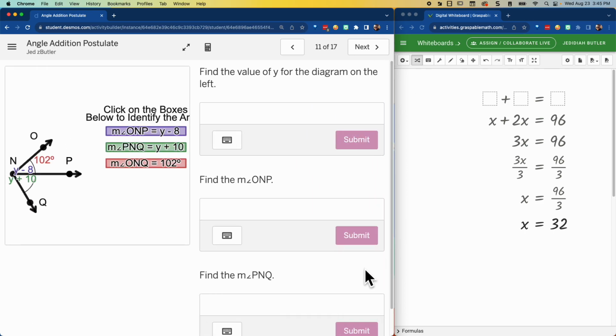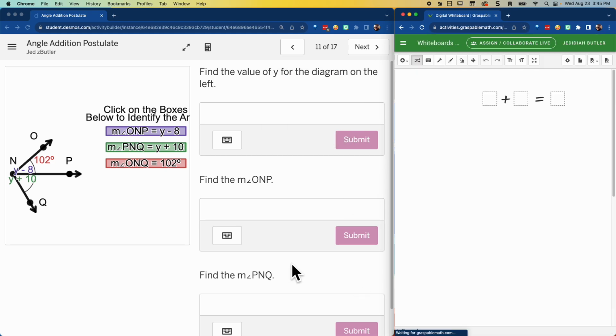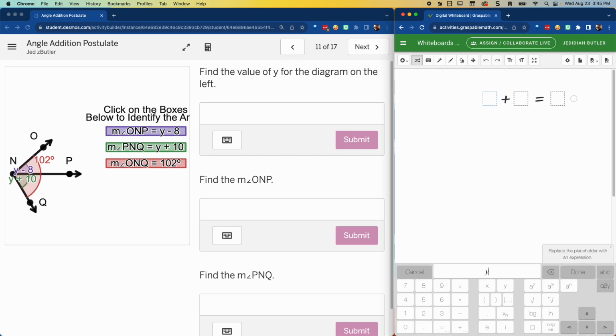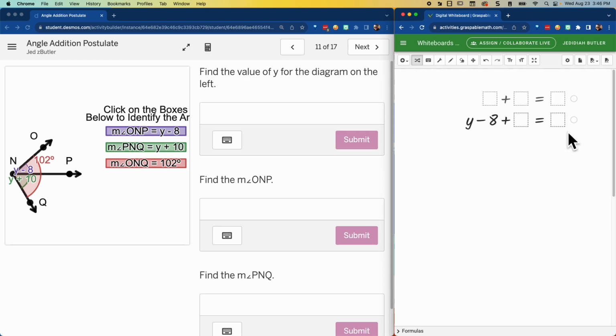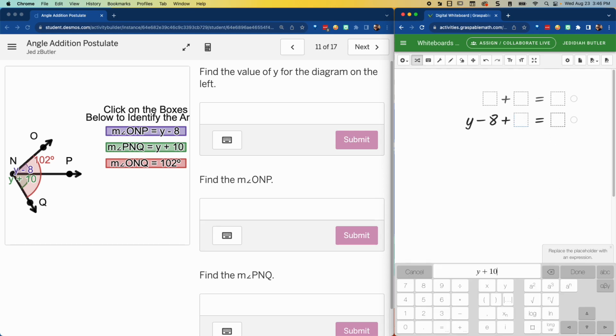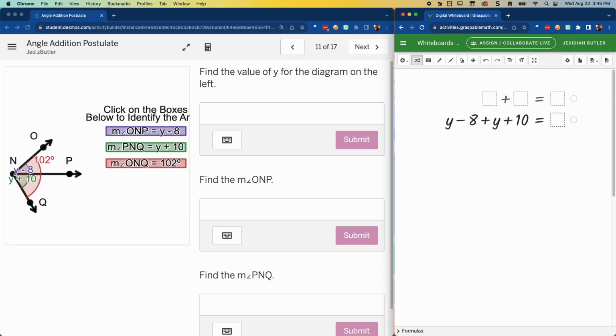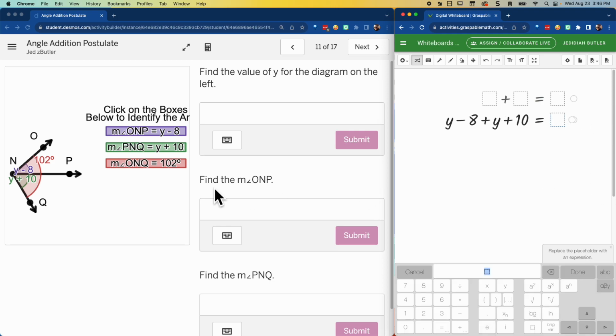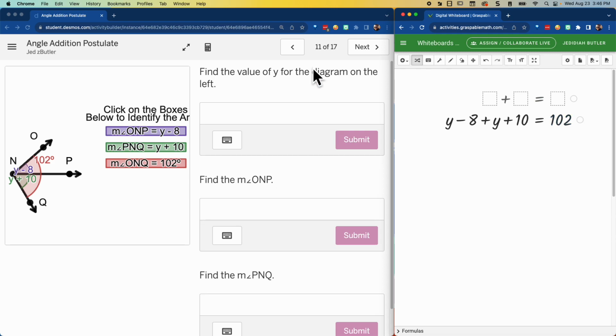Awesome. We're almost there. You guys are doing great as you follow along. We're going to keep following this pattern. I have a red one, which represents the entire angle. I have a green one, which represents one piece, and another one that represents the other piece. All right, so when I look at the purple and green, that's like my 2 parts. So I'll have y minus 8 for the purple, and y plus 10 for the green. And then in the end, I'm going to set our total to 102.